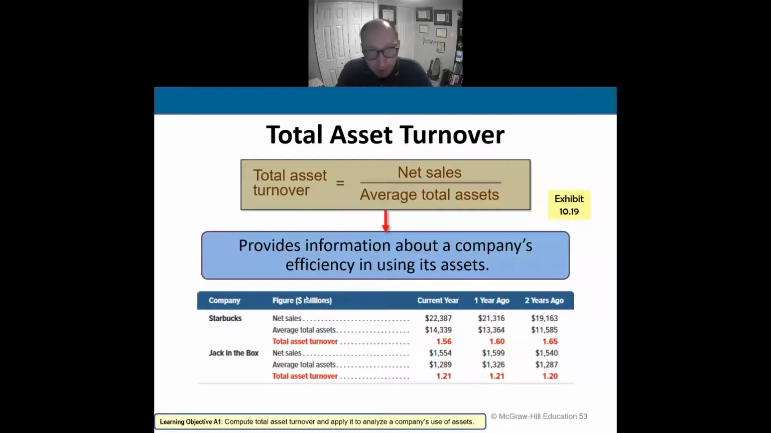Another ratio, I know. There's usually at least one ratio per chapter, yeah. This is called the asset turnover ratio. Tells me how efficient my company is at using my assets to generate cash. I take net sales divided by average total assets. To find average total assets, I take beginning of the year assets plus the end of the year assets divided by 2. Find average total assets.